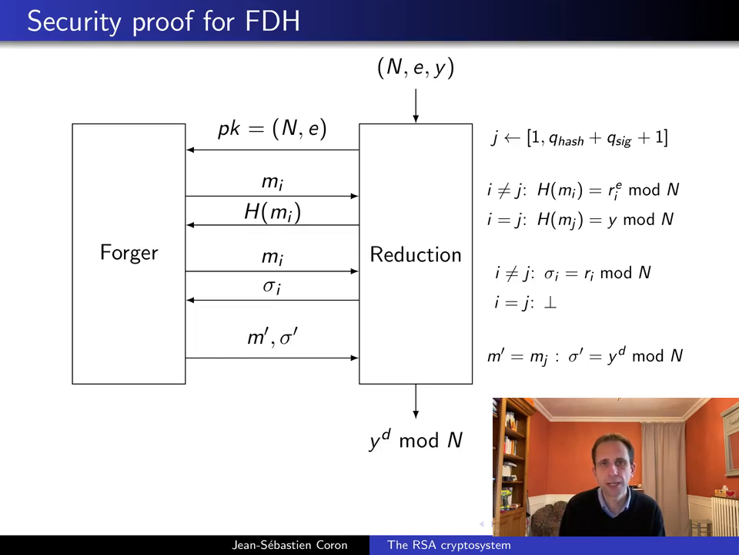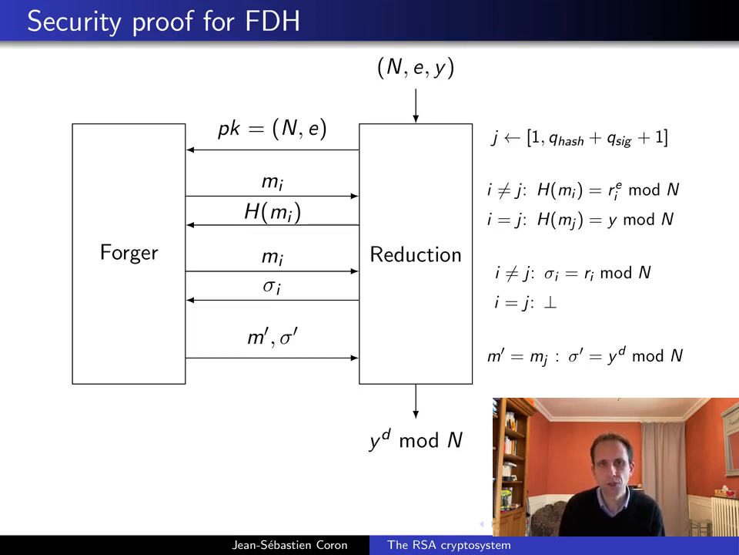First, we are going to generate a random index j between 1 and QH plus QSIG plus 1. Because we know that the total number of messages that can appear when interacting with the forger is upper bounded by QH plus QSIG plus 1, because there are QH hash queries, QSIG signature queries, and eventually the forgery. So there are at most QH plus QSIG plus 1 possible messages. And so we select a random index among all these possible messages.